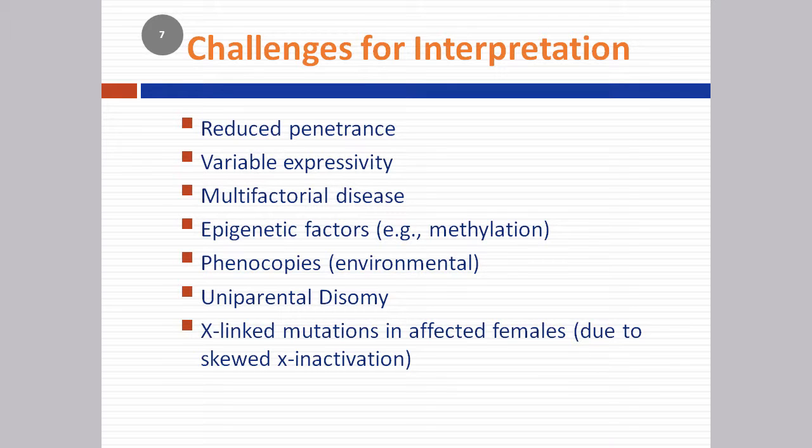When we then try to identify the variants that matter, we are posed with a lot of challenges in interpretation, because we know so many disorders have reduced penetrance or variable expressivity, and you can find a variant in an unaffected parent and you cannot exclude that variant based on that fact. Also, there are epigenetic factors which we cannot include in this algorithm, or phenocopies, uniparental disomy, or the fact that females might be affected if there is skewed X inactivation for X-linked traits.